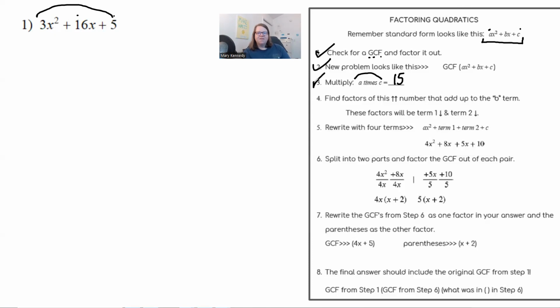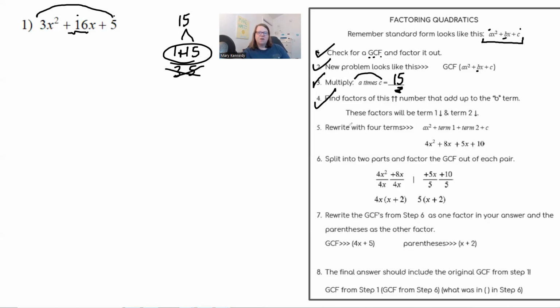All right, step 4. Find factors of 15 that add up to the b term. And the b is the number in the middle in front of x. So we're looking for factors of 15 that'll add up to 16. Well, let's see how we can multiply and get 15. We can multiply 1 times 15 or 3 times 5. Think about which one of those adds up to 16, right? That would be 1 and 15. So those are the factors that add up to the b term. 3 plus 5 is 8, so that doesn't work.